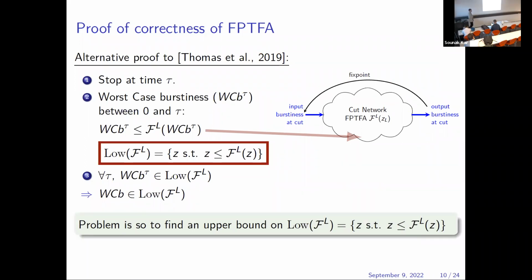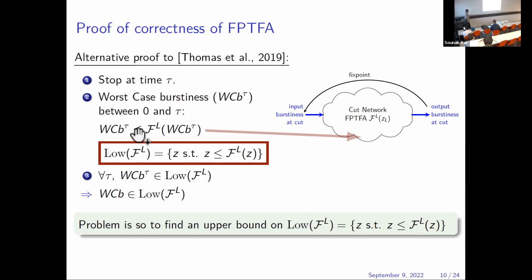So Thomas et al. provide a proof. But we built another proof, which is alternative and will be useful for the rest of the presentation to prove that the other algorithms are valid also. So to do that, we use a time stopping method. So let us assume that we stop all sources sending at time tau, and the worst case burstiness between 0 and tau satisfies this inequality due to the function FL.